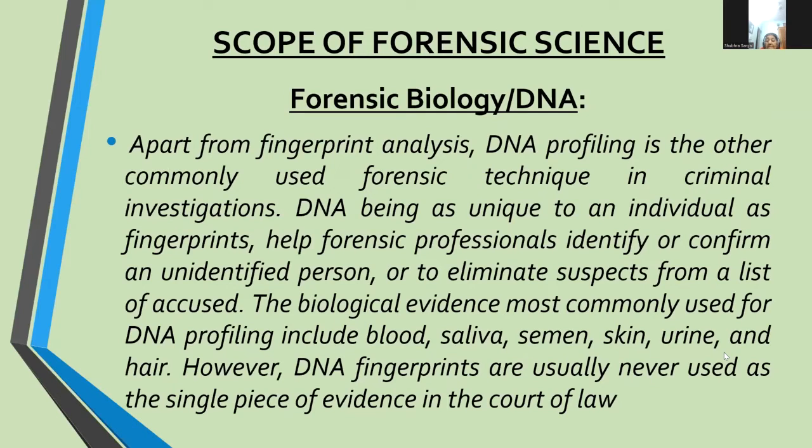For the scope of forensic science, first, forensic biology. Apart from fingerprint analysis, DNA profiling is the other commonly used forensic technique in criminal investigations. DNA, being as unique to an individual as fingerprints, helps forensic professionals identify or confirm an unidentified person or to eliminate suspects from a list of accused. The biological evidence most commonly used for DNA profiling includes blood, saliva, semen, skin, urine, and hair. However, DNA fingerprints are usually never used as the single piece of evidence in the court of law.